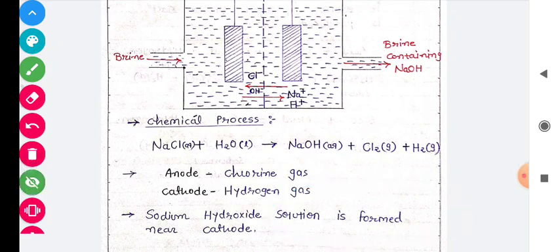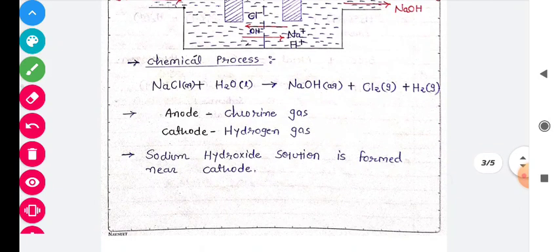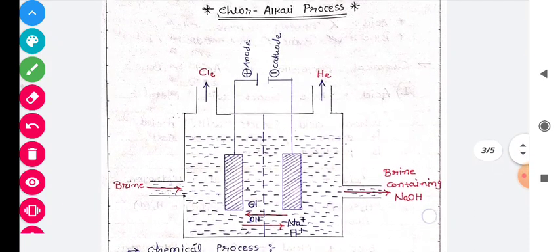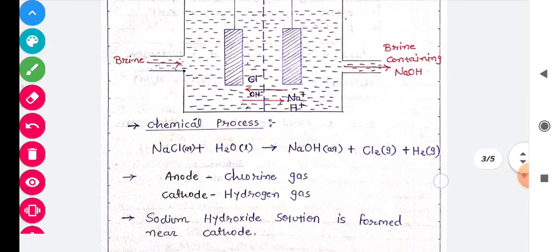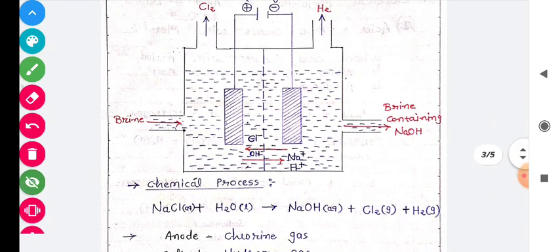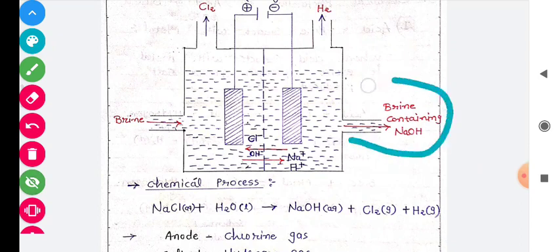As I mentioned here, we will get chlorine gas from the anode side and hydrogen gas from the cathode side. So sodium hydroxide solution is formed near the cathode. यानी कि सोडियम हाइड्रोक्साइड का जो सॉल्यूशन हमें मिलेगा, that solution we will obtain on the right hand side here.